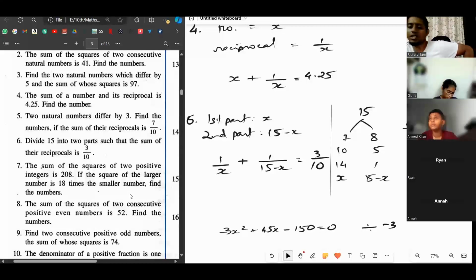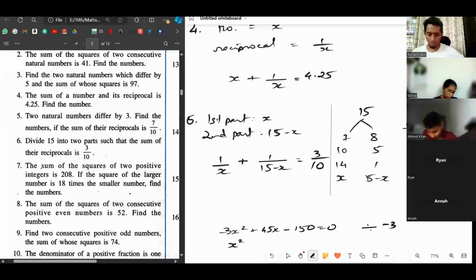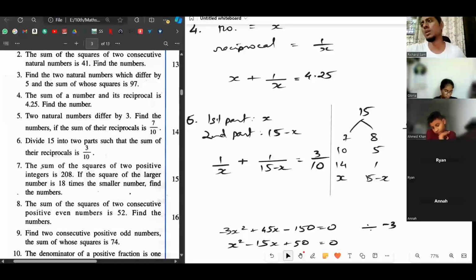What's the quadratic equation, Ahmed and Ryan? So my quadratic equation is x square minus 15x plus 50. Correct. And now these two will cross multiply. First x minus x is 0, right? This you cannot subtract. This is x term and x square term. It won't become 14x. They're two different terms. You can't add them. So it will remain as 15x minus x.